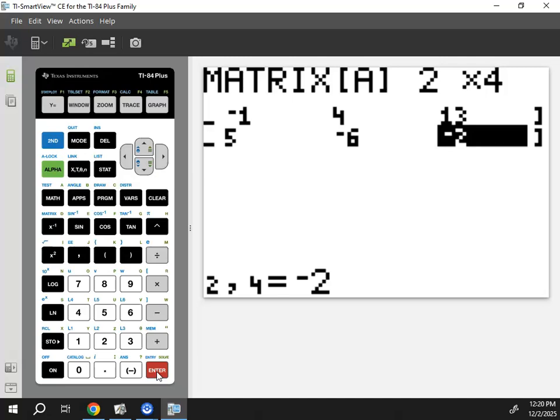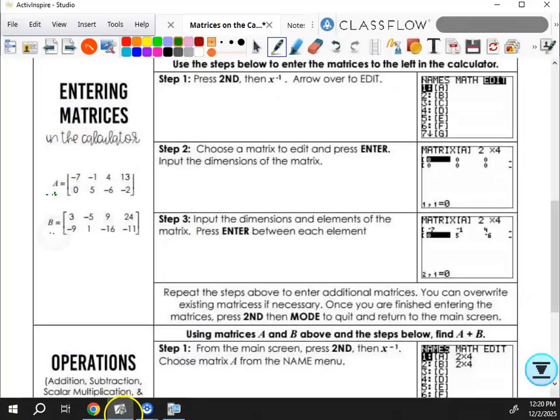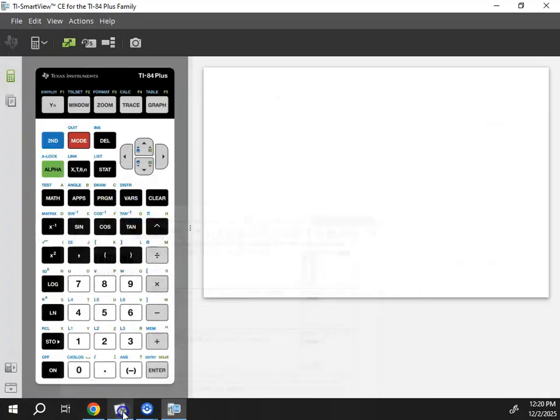Are we all good? Okay, so now we need to get out. It's saved. There's not like a save here, but look, I'm in the second row, 4th element. When it scrolls and you can't tell where you are, that's what this right here means. So to get back to your home screen, we do the second key again and then mode for quit. So we just quit that. It's in there, but we got to get out of it, because now we got to go put in B. And the dimensions for B are also 2 by 4.